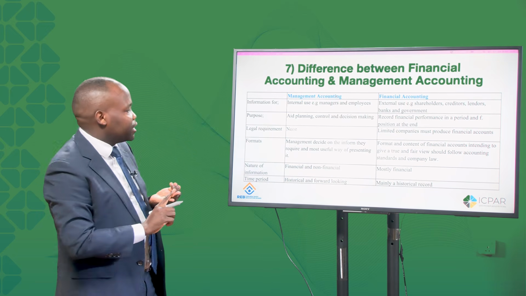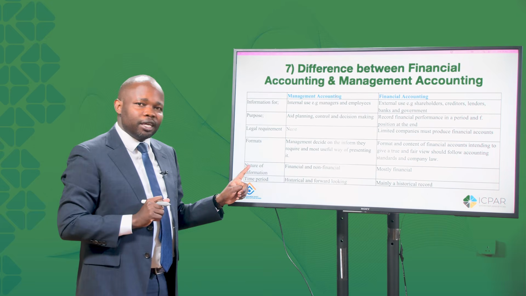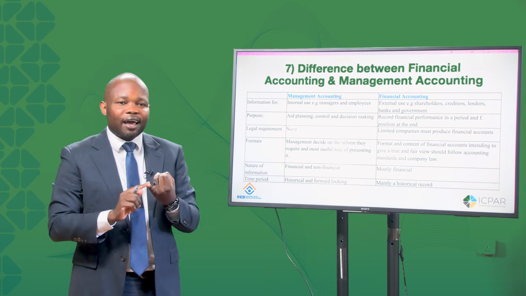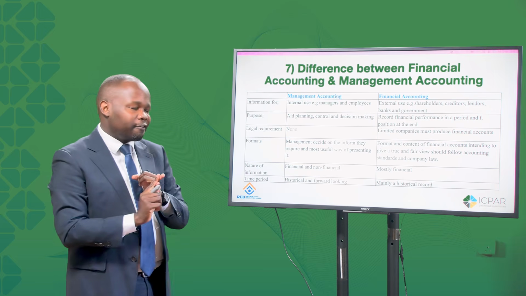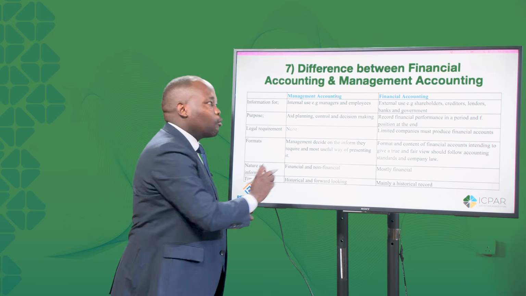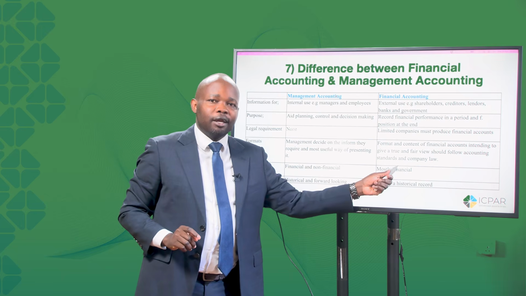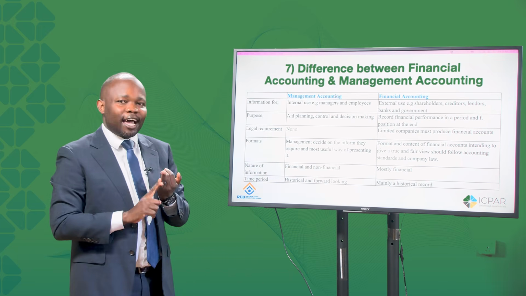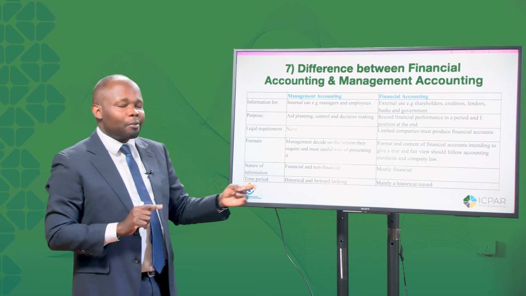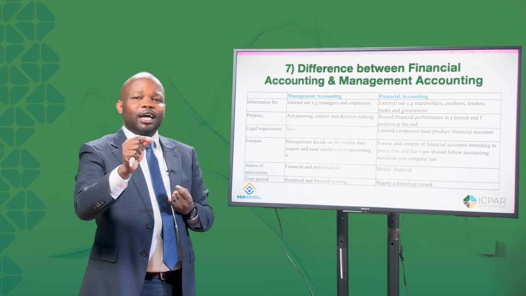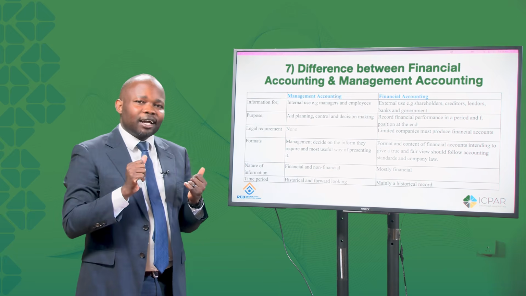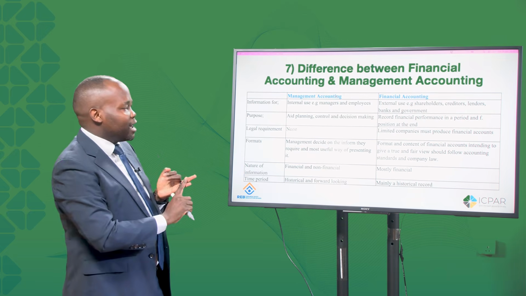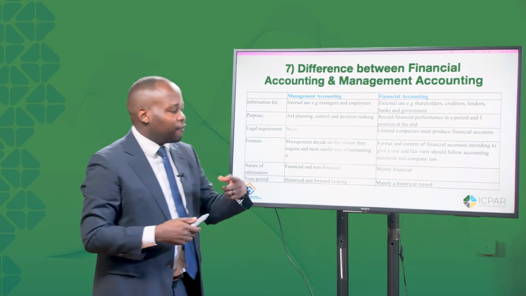The fifth difference is on the nature of the information. Management accounts are financial and non-financial in nature, while financial accounts are purely financial. The last difference is on time. Management accounts are both historical and future-looking. In other words, management accounts are for the past and also for the future, while financial accounts are purely historical.